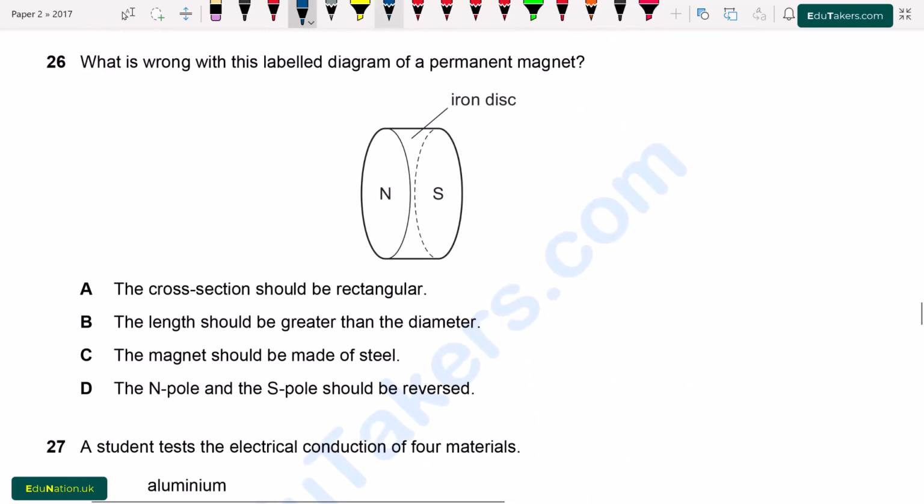Question number 26. What is wrong with this labelled diagram of the permanent magnet? Option A. The cross section should be rectangular. B. The length should be greater than the diameter. C. The magnet should be made of steel. D. The north pole and the south pole should be reversed. So first of all, iron is used to make the temporary magnet and steel is used for the permanent magnet. From here, option C is correct. So I label option C.